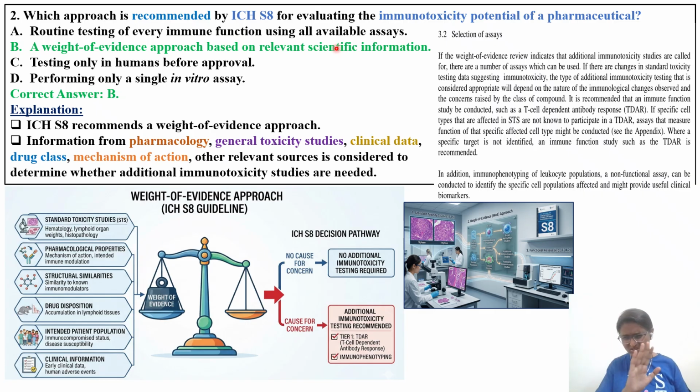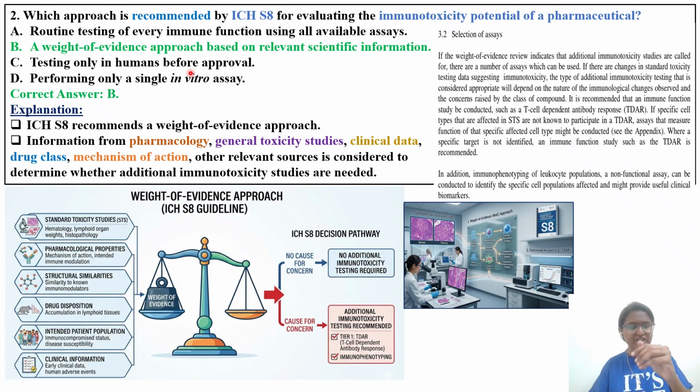A new type of assay is not at all recommended by the ICH S8 guideline. So routine testing of every immune system component, like whether it is affecting your thymus, your thyroid, or your endocrine gland, all those additional new types of assays are not needed at this particular point of time. Testing only in humans before approval is also very wrong.